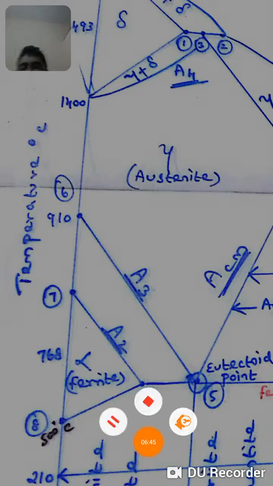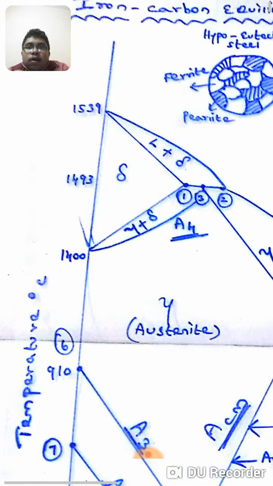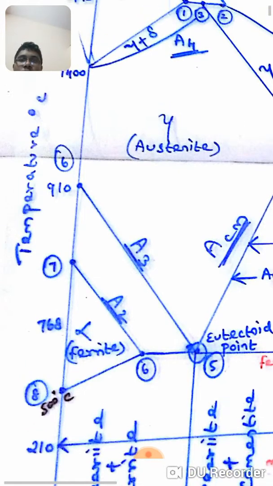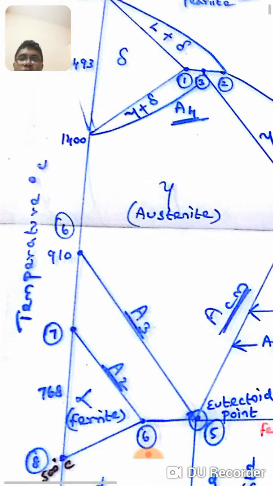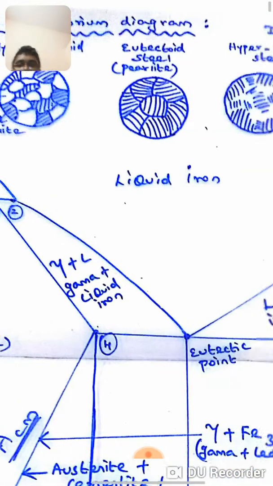and for hypereutectic it is cementite plus ledeburite. The main phases in the iron carbon diagram are alpha, which is also known as ferrite, gamma, which is austenite, delta, and cementite. These are the phases which we are seeing: alpha ferrite, gamma austenite, delta, the liquid phase and the cementite phase.